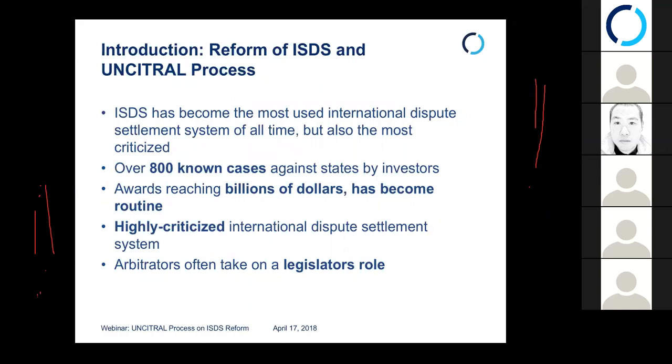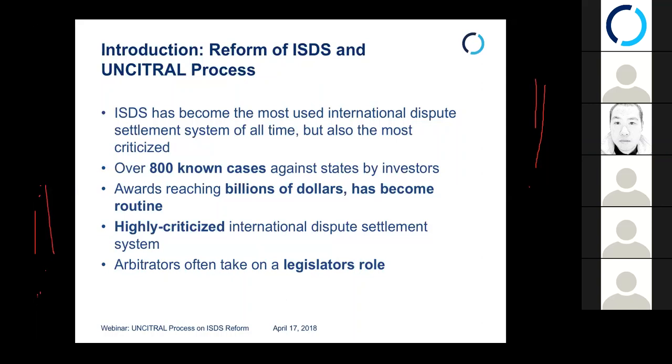Just as a brief introduction to some of the issues for reform of the ISDS process, the investor-state dispute settlement process, which UNCITRAL is engaged in: ISDS has essentially become the most frequently used international dispute settlement mechanism of all time. But at the same time, it's fair to say it's also become the most criticized international dispute settlement system of all time. There's over 800 known arbitrations by investors against states. The awards are now reaching into billions of dollars, with almost unfettered discretion, if I can put it that way, of arbitrators to award lost profits well into the future.